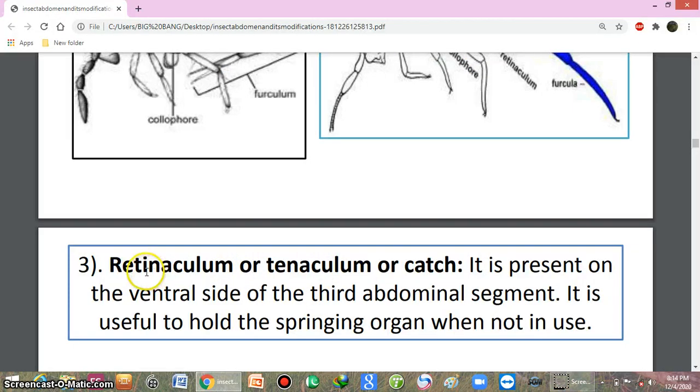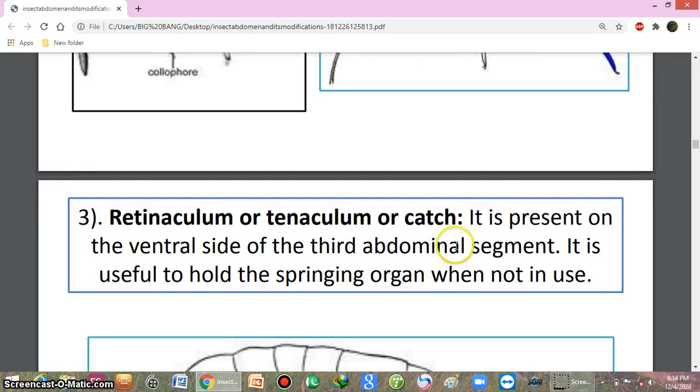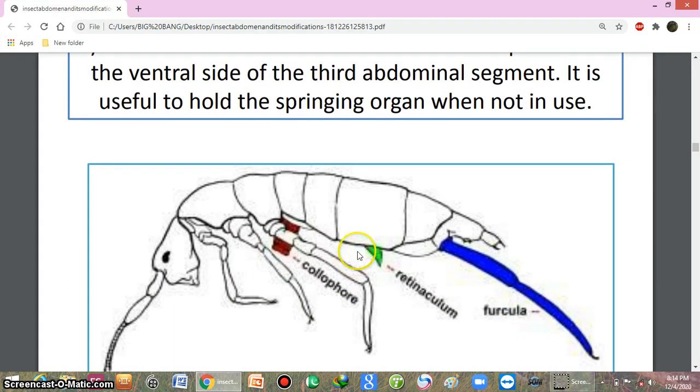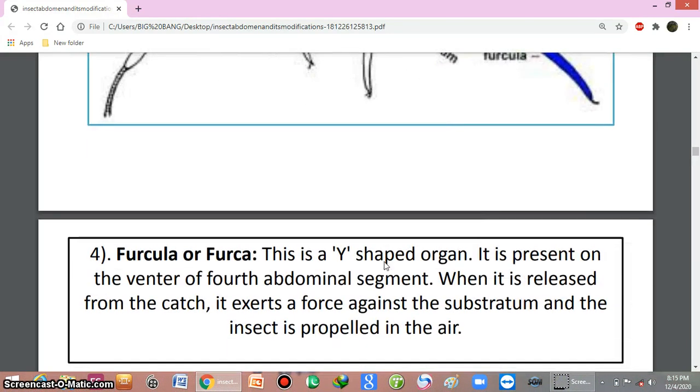Next segment is the retinaculum or catch. It is present on the ventral side of the third abdominal segment, and it acts as a holding organ. Here the retinaculum is visible in green color in the subtractive.